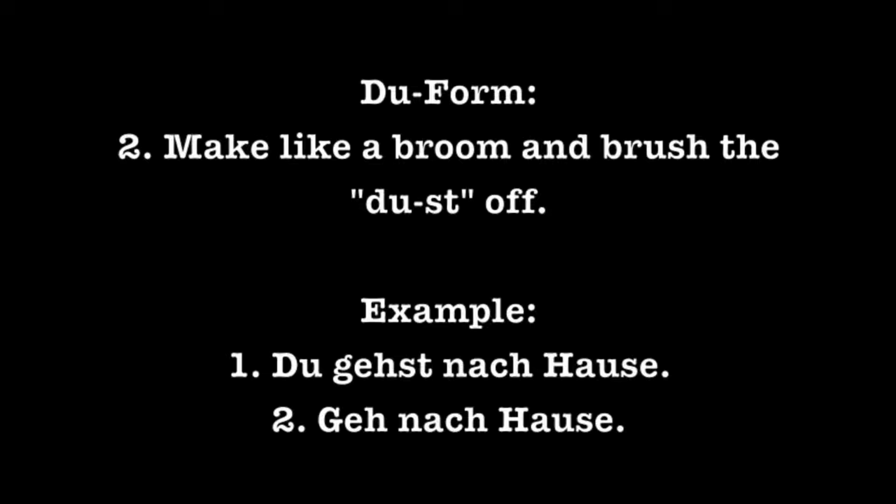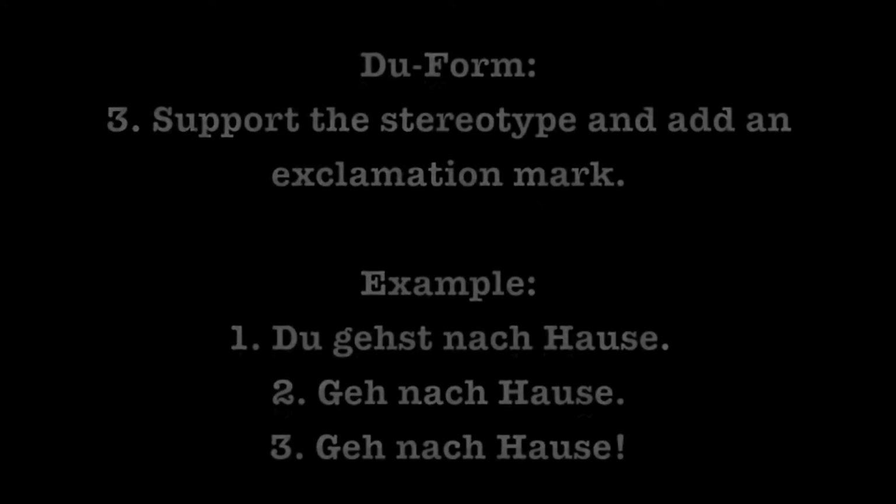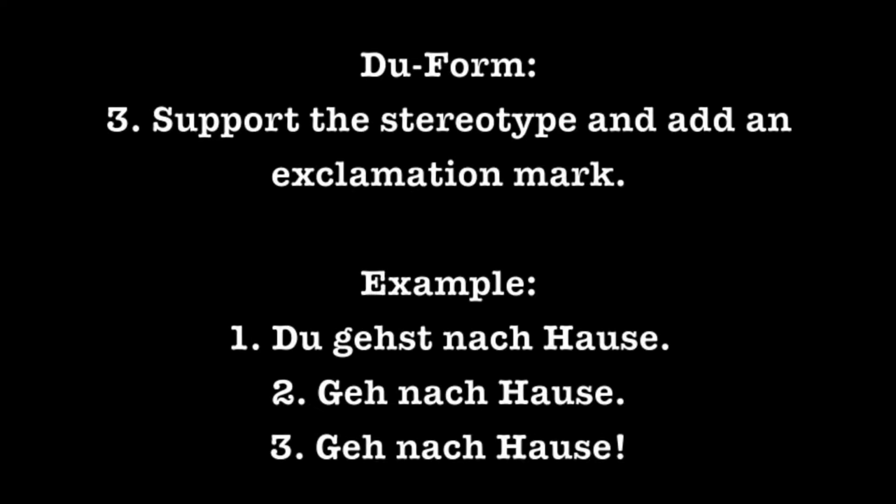Step 2 is to make like a broom and brush off the dust, or take out the du and the st out of the sentence. So in our first example we have Du gehst nach Hause. In step 2 we end up with Geh nach Hause. The third step is relatively simple. All you have to do is support the German stereotype, that Germans always yell and are angry all the time, and add an exclamation mark to the end to punctuate that you have made a command. So your original sentence of Du gehst nach Hause changes over to Geh nach Hause!